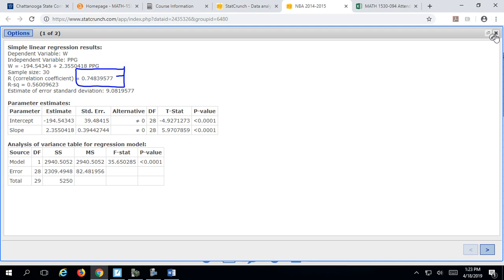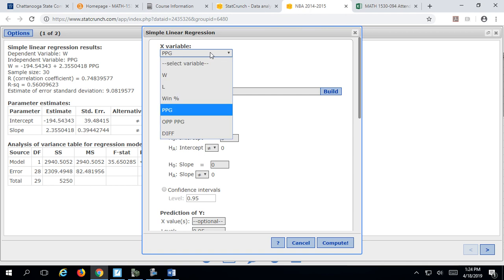So let's remember this number. It's 0.748. That was wins and points per game. Okay? So let's change it to opponents' points per game. I'm just going to click Options, Edit, and then change the points per game to opponents' points per game.